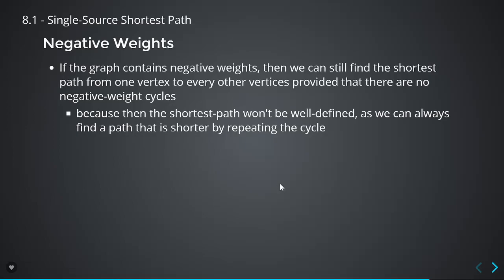So we're going to say that all the graphs that we're going to be working on will not contain negative weight cycles. Because again, if you have a negative weight cycle, you can just keep on repeating the cycle, and the path will become shorter and shorter and shorter. Well, it will become negative. Okay, so that's what we choose to do for negative weights.